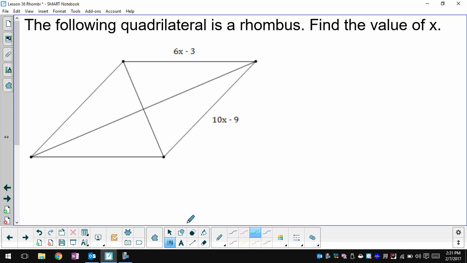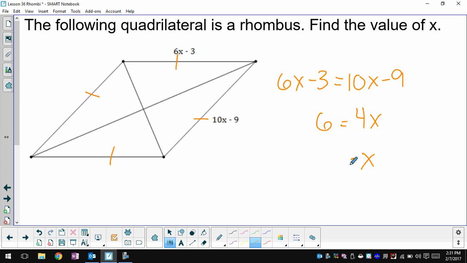We'll do this one together, just like we did for parallelograms. This time I know that this side and this side, one's 10x minus 9, one's 6x minus 3. In a rhombus, all four sides are the same. So that means this 6x minus 3 should be equal to 10x minus 9. Subtract 6x from both sides, add 9 to both sides, and divide by 4, and get that x is equal to 1.5.